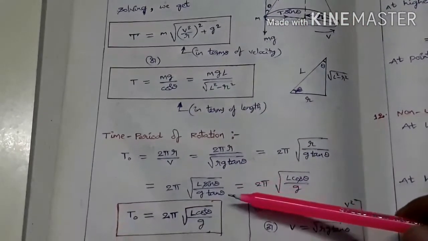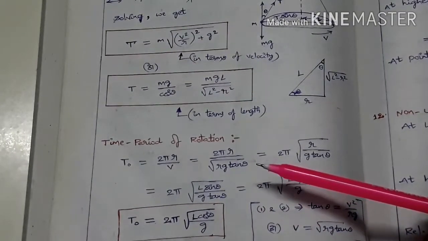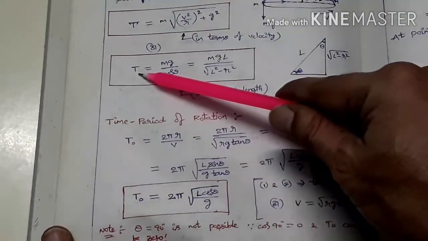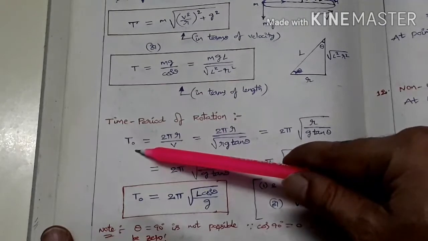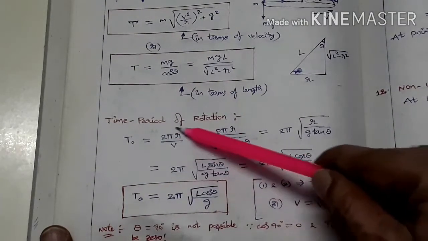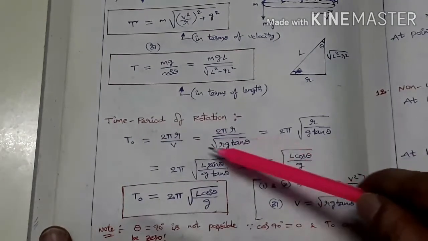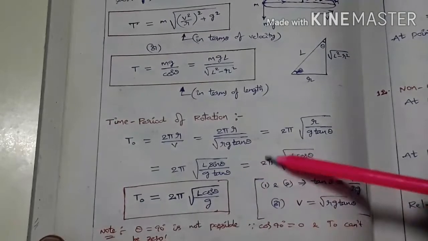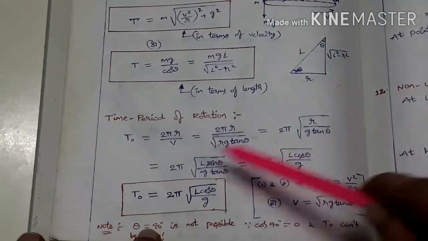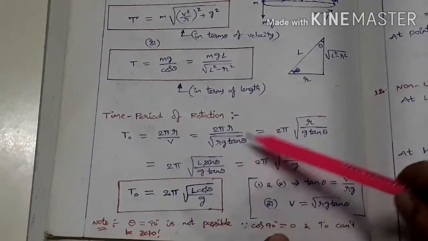Next one is the time period of rotation. Here we used capital T for tension, therefore I am using T naught for time period. Time equal to distance by speed. So 2 pi r is the linear distance, no? T naught equal to 2 pi r by v, and v equal to root of r g tan theta. So that equals 2 pi into root of r by g tan theta, bringing this r outside. So how did we get v equal to root of r g tan theta?